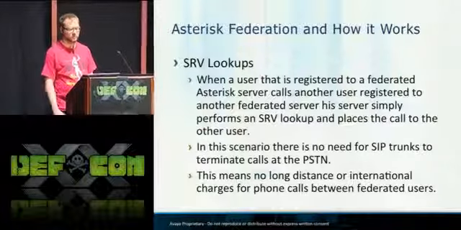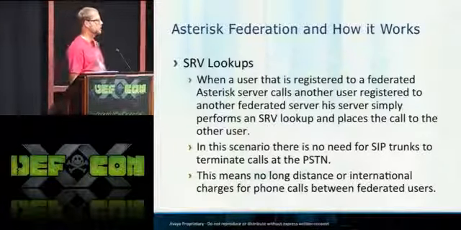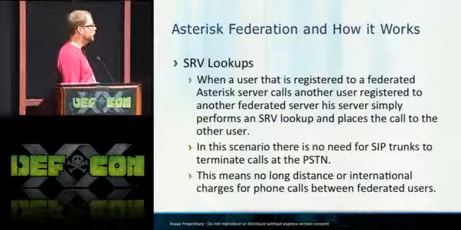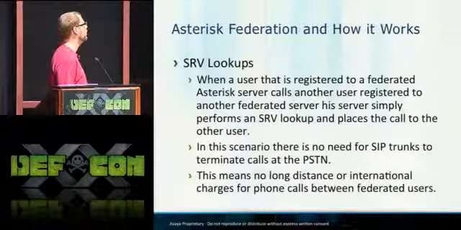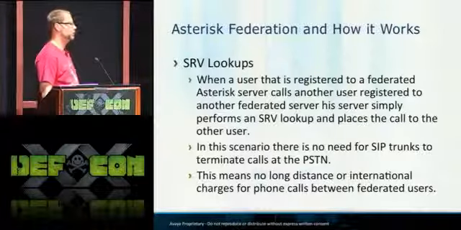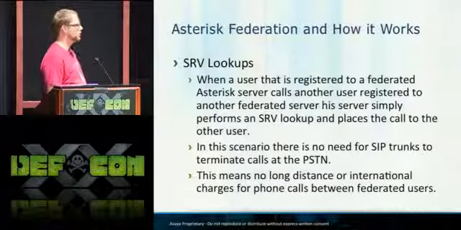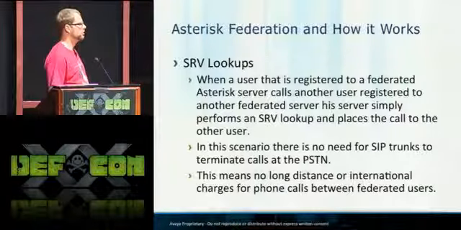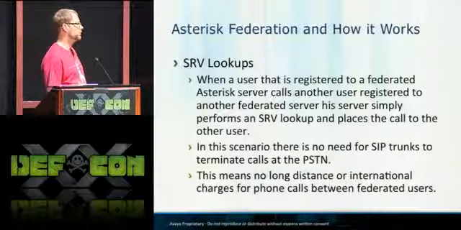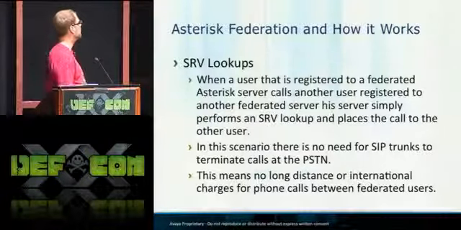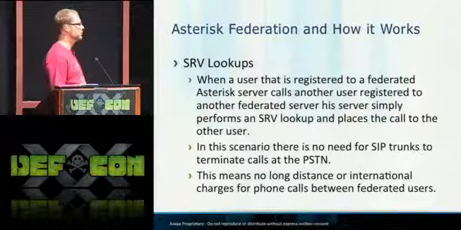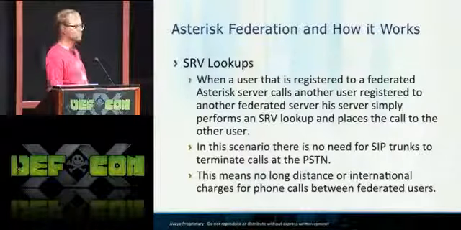Asterisk Federation works pretty much the same way as the Link Federation. Again, it's not as complex though. You just put in the config to enable SRV lookups, and when you're on your network, you call somebody on another network, you just use the SIP URI, like their name at domain.com, and the server figures out the address of the other server and negotiates the call. There's no need for the PSTN. The SIP trunks do all the work, and that means no long distance fees, no international calling fees, so it's good.